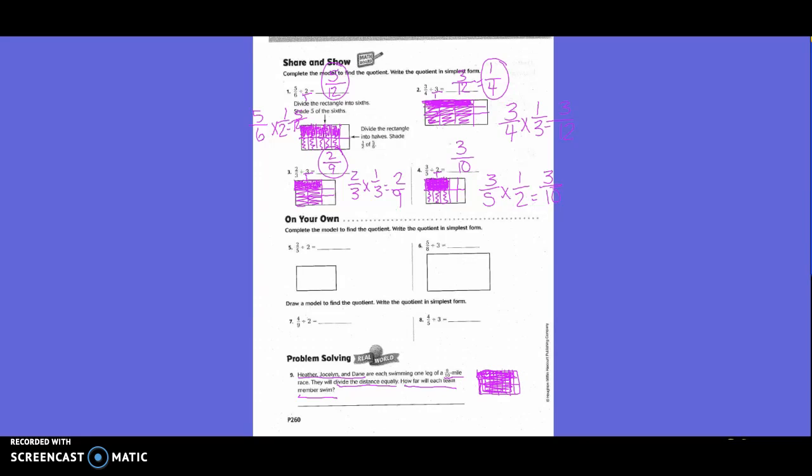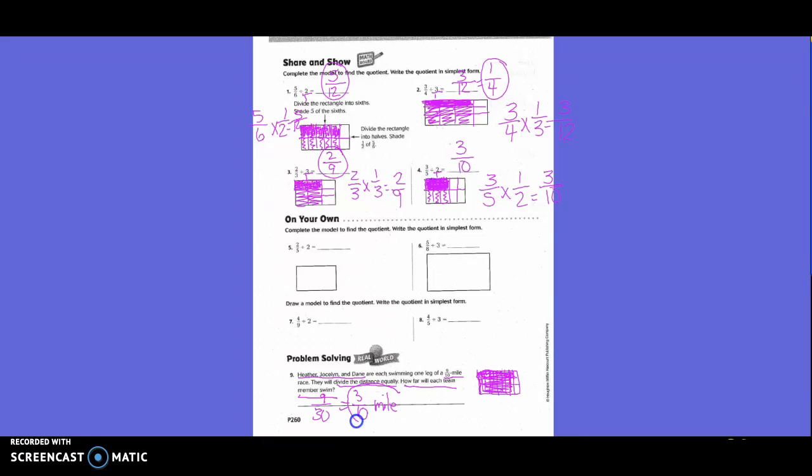So how many total pieces do I have? 30, right? Okay. And then how many did I color in? 9. Okay, can I simplify that? Yes. What number goes into both of those? 3. 3 goes into 9 how many times? 3. 3 goes into 30 how many times? 10. So 3/10 of a mile.